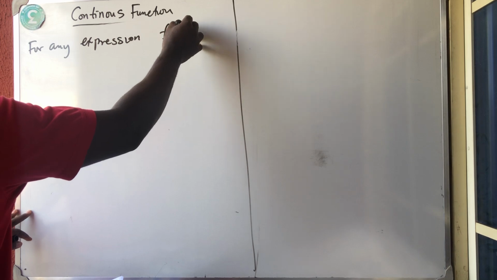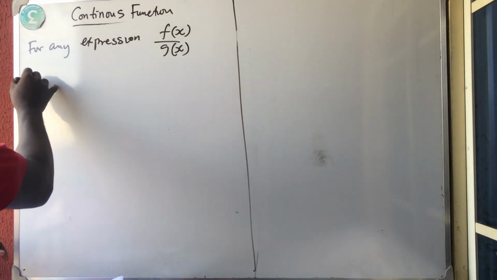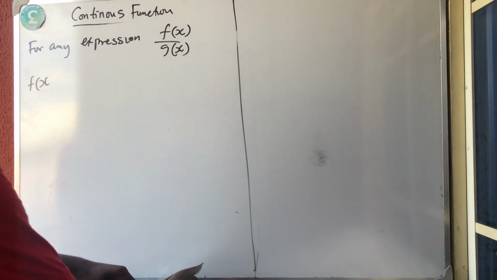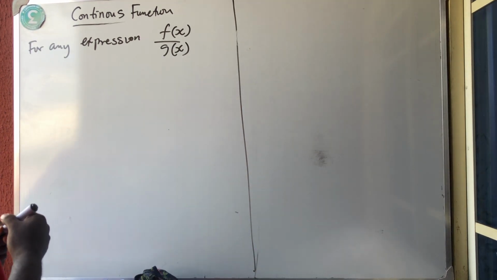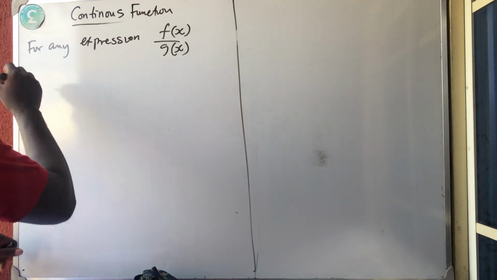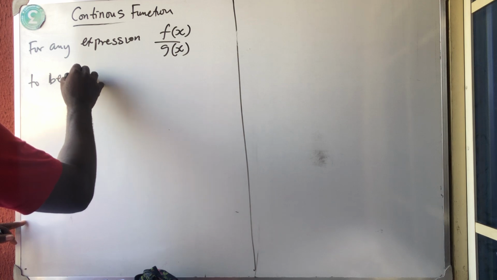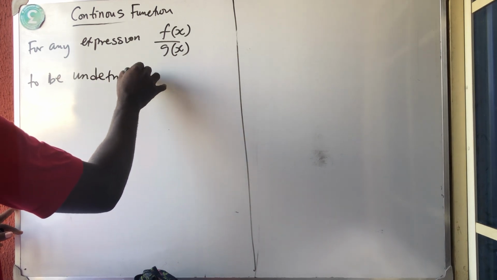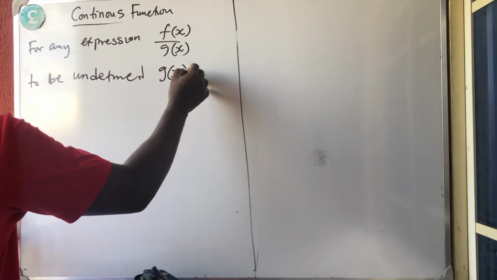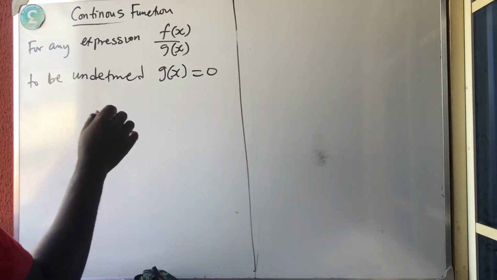Now if we say that, for any expression which is f of x over g of x, for any expression this to be undefined, it simply means that the denominator g of x must be equal to 0. Okay, for it to be undefined, the denominator must be equal to 0.